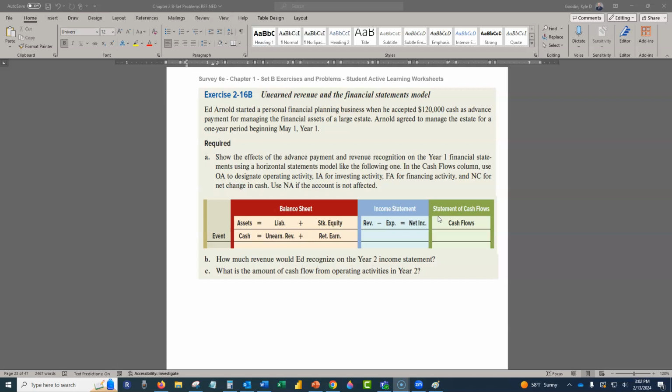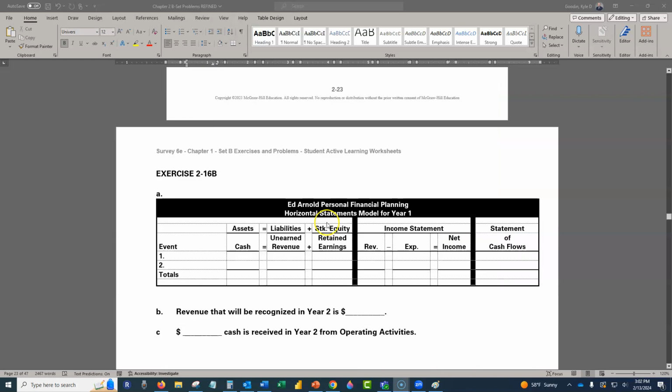Well, here they're just going to say, hey, accepted $120,000 cash as an advance payment for managing financial assets. So that's always going to be important when you see advance payment in advance for services to be performed in the future. That kind of verbiage should let you know, hey, we're going to be dealing with an unearned revenue here.